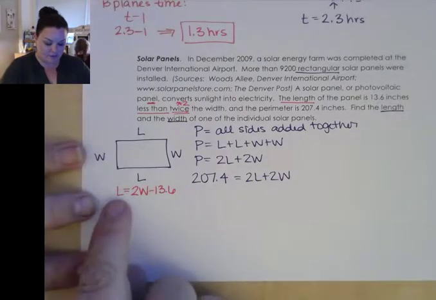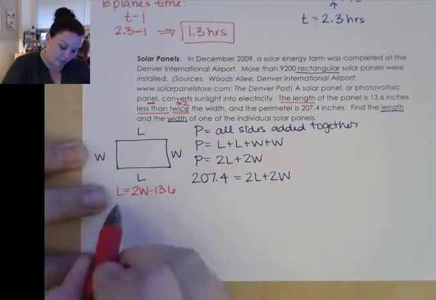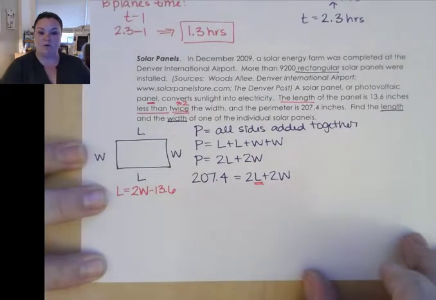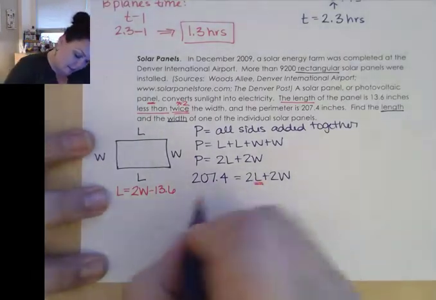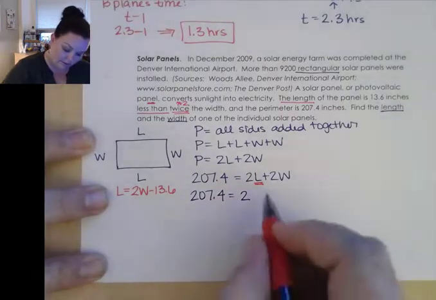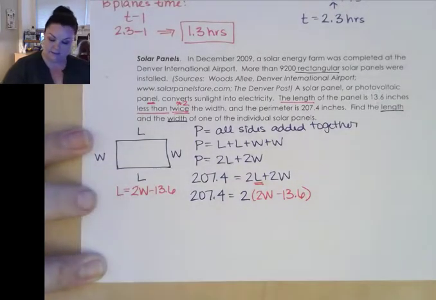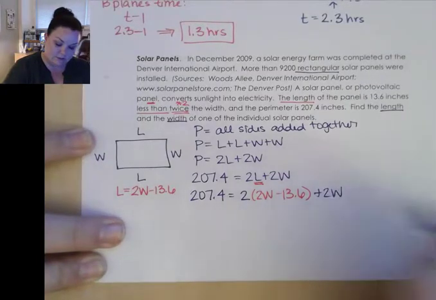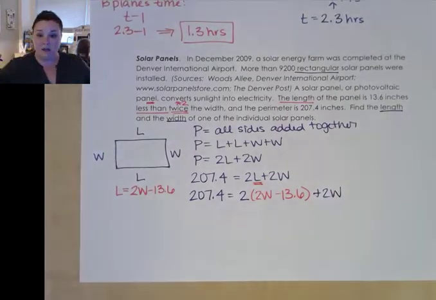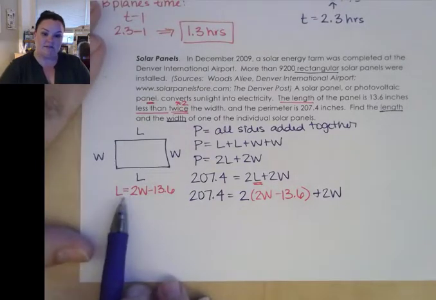So why does this help? This helps because now that we know what L is equivalent to in terms of W, I can replace the L in my equation here. So I'm just going to rewrite this as 207.4 is equal to 2 times L, but instead of writing an L, I'm going to write in 2W minus 13.6, plus 2W. And why this helps me is because now I have one equation that only has W's. So I can solve this for W to figure out what the width is, and then once I know the width, I can plug that back in right here to figure out the length.